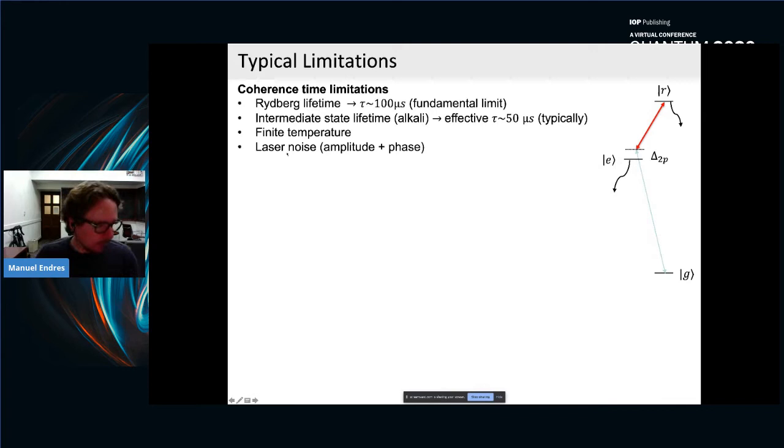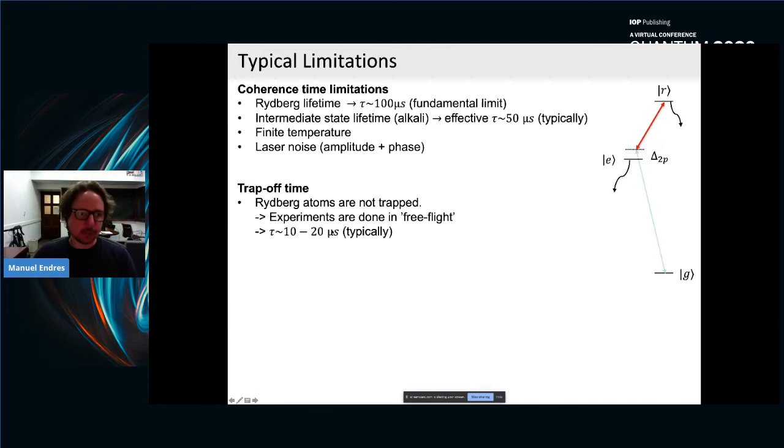So in the past years, we have really found out what limits us there. So it's a combination of amplitude and phase noise in these lasers that you really have to work with the whole time. So these are typically the limitations in terms of coherence time. There's another time scale that is important. That's what I call the trap off time. So typically these experiments are done in free flight. So we prepare atoms in the tweezers, we switch off the tweezers, and then on that time scale of the tweezer off time, we do all these Rydberg experiments and then we trap them again afterwards.